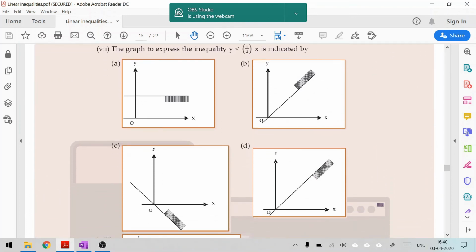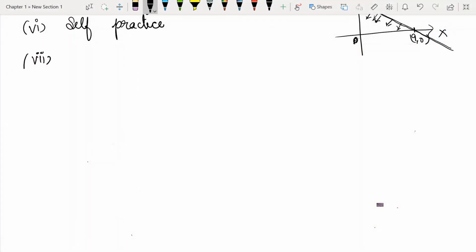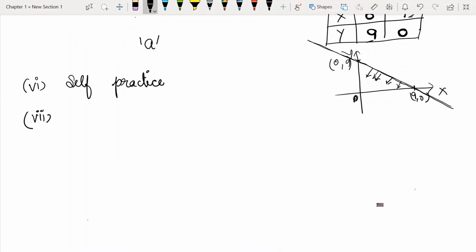Let's go to this. The graph to express the inequality y is less than or equal to half x is indicated by which of the lines? Okay, let us go to question number 7. So we have done now questions where you have a line which is not passing through 0 comma 0, but now we are going to do a question where the line is passing through 0 comma 0. Normally many students have confusion only when it comes to these kind of questions. Okay, that is when you have questions where you have a line passing through this 0 comma 0.